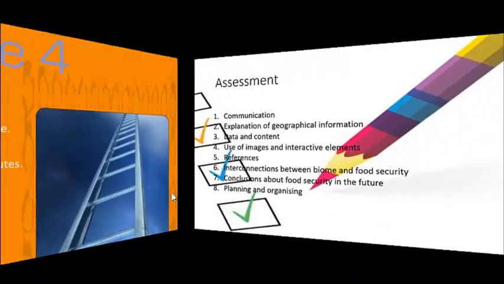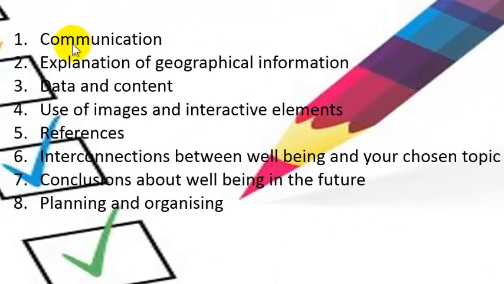Talking about assessments, I'm going to assess you how well you communicate, both in the final product and how you communicate to the rest of the class and engage people, how well you explain yourselves, the data, images and interactive elements. With images I'm including things like maps, tables and diagrams. Because you're using electronic sources, you may have animations and things like that. It's got to be referenced, and you also got to show your interconnections between well-being and your chosen topic. So the theme is about well-being, but from your perspective of gender equity and so on.